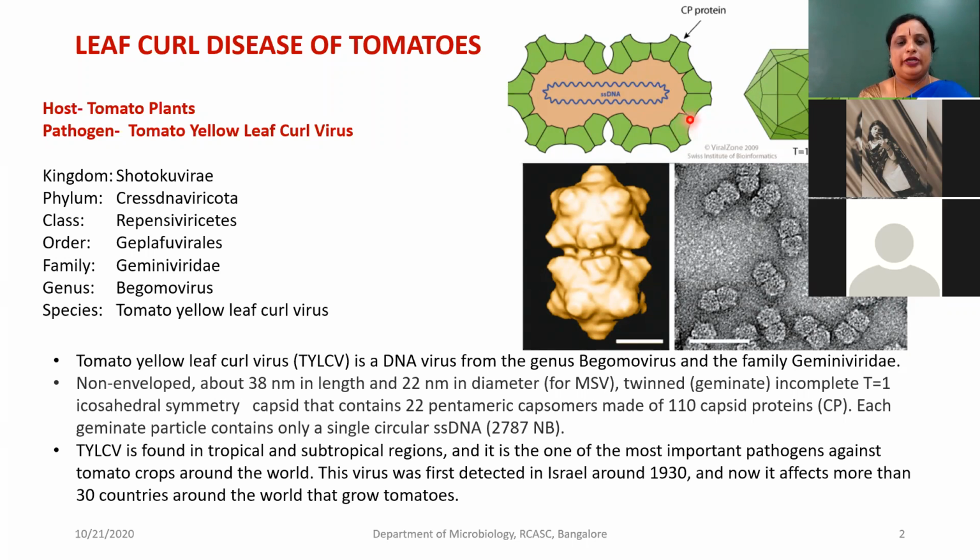And another important thing, this particular virus has been found all over the world, both in tropical as well as in subtropical regions. Wherever tomatoes are grown, if proper measures are not taken, infection with this virus can happen. However, this virus was first discovered in Israel in 1930. And now this virus has spread widely all over the world.